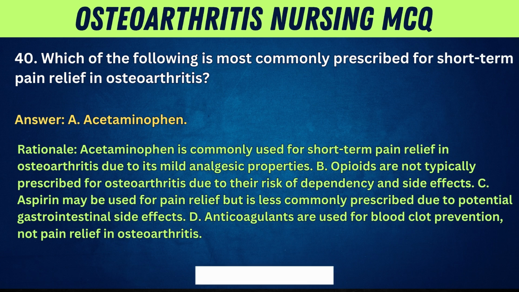B. Opioids are not typically prescribed for osteoarthritis due to their risk of dependency and side effects. C. Aspirin may be used for pain relief, but is less commonly prescribed due to potential gastrointestinal side effects. D. Anticoagulants are used for blood clot prevention, not pain relief in osteoarthritis.